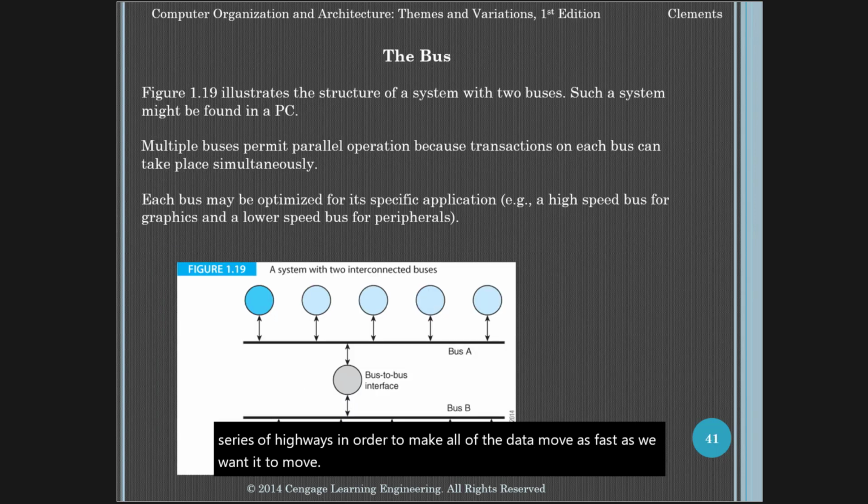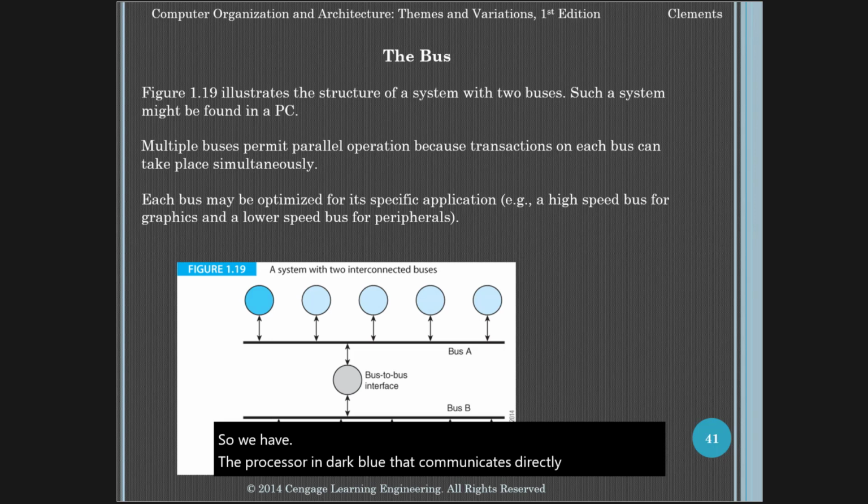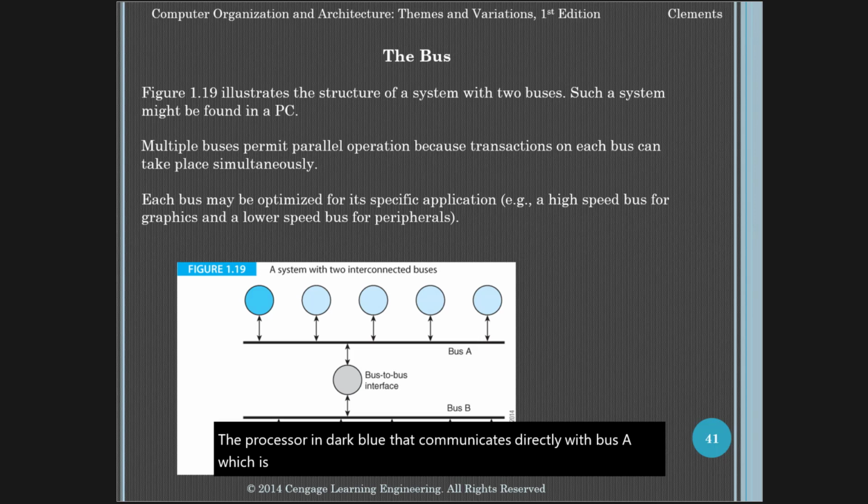And so looking at this next figure, we illustrate the structure of a system where we would have two buses, for a system that would be found in a more modern PC. So we have the processor in dark blue that communicates directly with bus A, which is connected to a second bus. Bus B is connected to bus A via a bus interface unit, right? And this allows for more parallel operations. Two different devices can communicate on bus A, while a second pair of devices could communicate on bus B. And the buses can have entirely different characteristics and operating speeds, which is also something we could take into consideration.